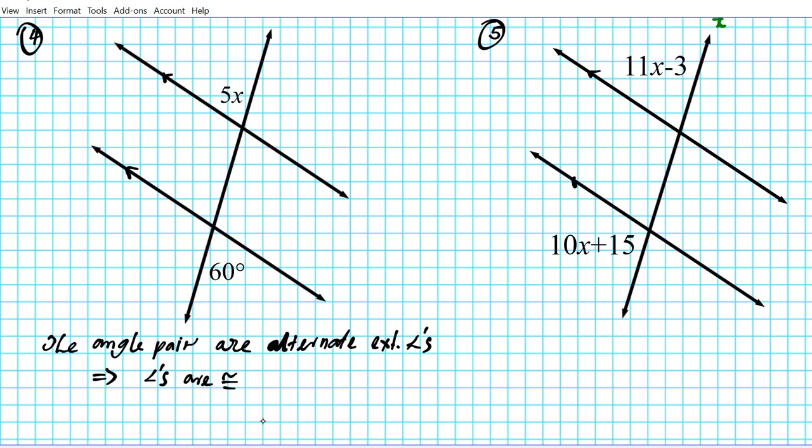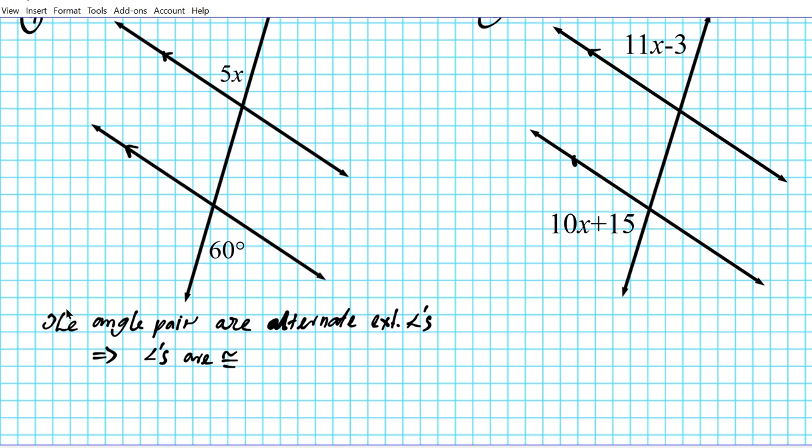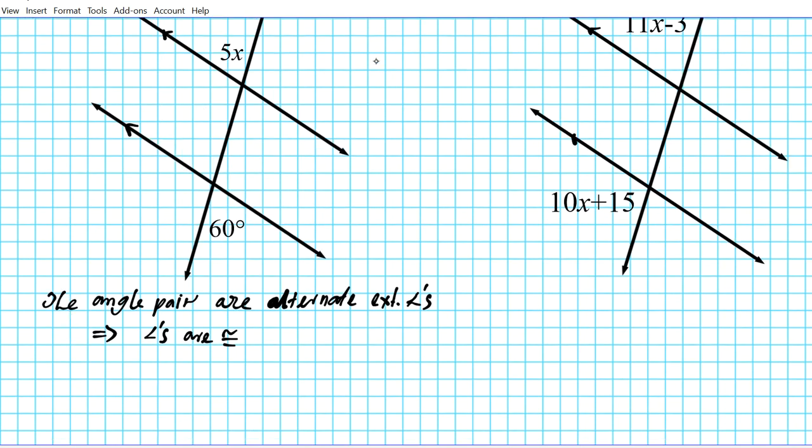With that point in mind, we can set up an equation. These two angles are equal to each other. So we just set up the equation. 5x is equal to 60. And then to get x by itself, you just divide both sides by 5. And you have your final answer. X is equal to 12. All right. So there goes the answer to problem number 4.